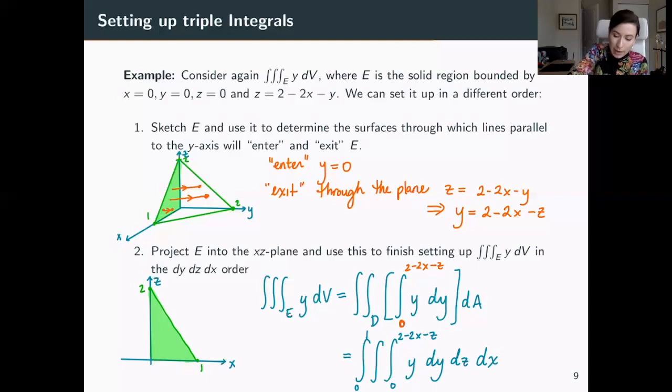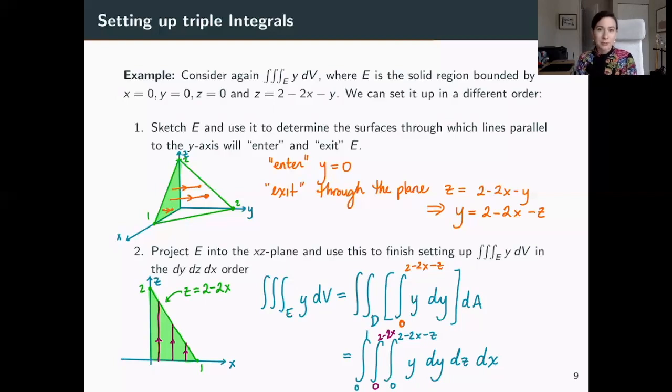But then for my changes in my z, and I'm going to keep this as a different color, we're going to have that our values are changing from always z equals 0 to this line. So we're going to have 0 to whatever the equation of this line is, which can easily be found to be z equal to 2 minus 2x. So there we'll end up having 2 minus 2x as our top limit of integration for the dz part of the integral.